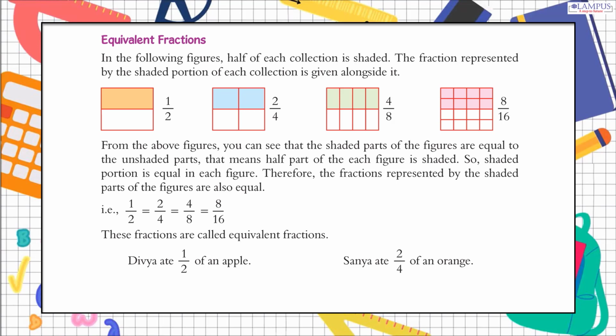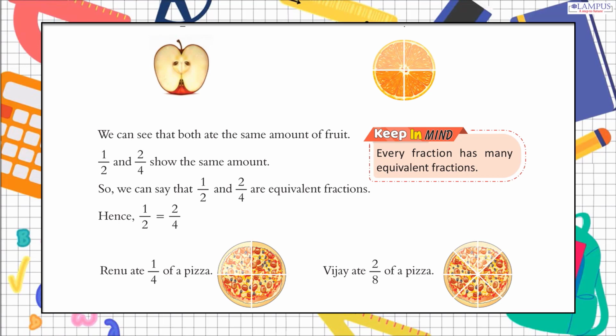Divya ate half of an apple. Sanya ate 2/4 of an orange. We can see that both ate the same amount of fruit. Half and 2/4 show the same amount. So, we can say that 1 by 2 and 2 by 4 are equivalent fractions. Hence, 1 by 2 equals 2 by 4. Keep in mind, every fraction has many equivalent fractions.